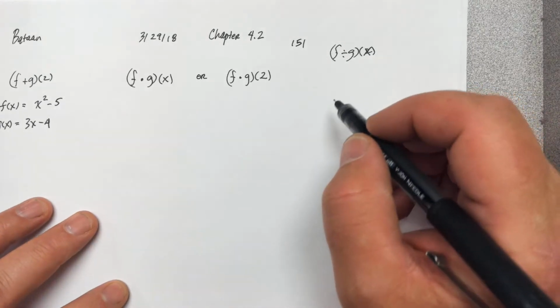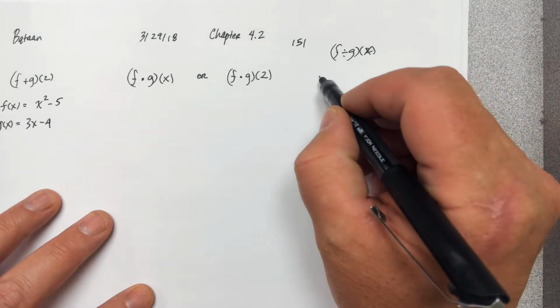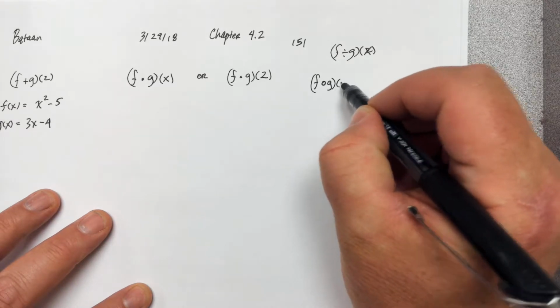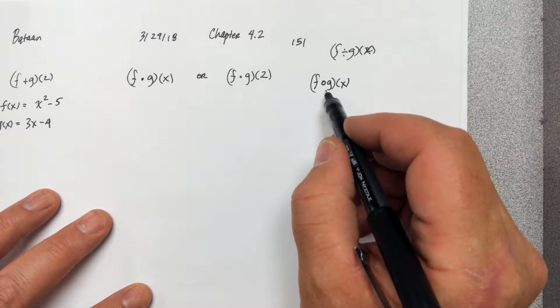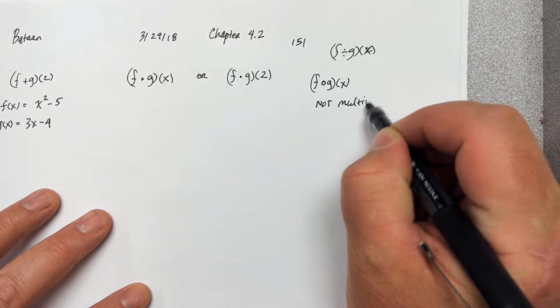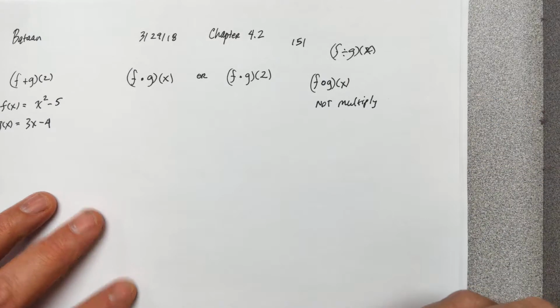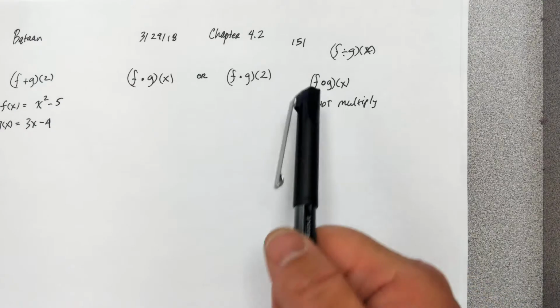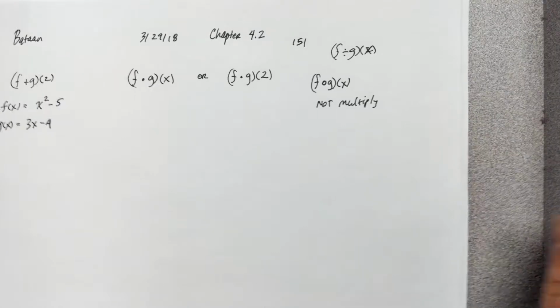Now, I do want you to be careful though, because there's another thing, and it looks like a circle. It's big, and that's different. It's not multiply, and we're not going to do that today. But I just want you to be aware that when it's a dot, that means you're multiplying, but when it's a circle, it's something different, and I'll show you that later.